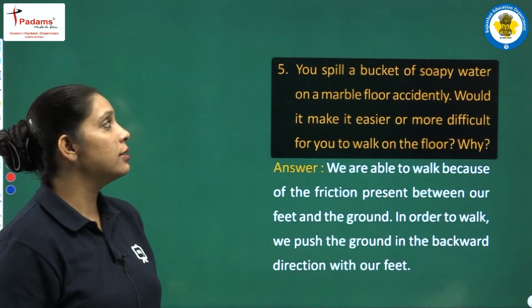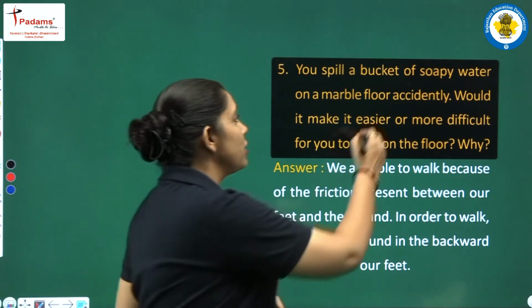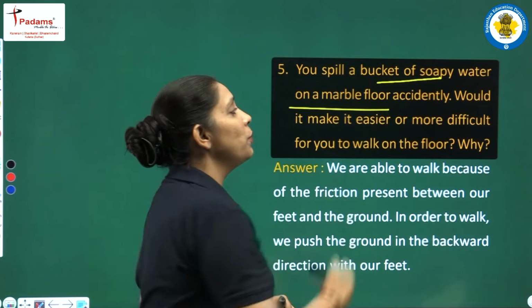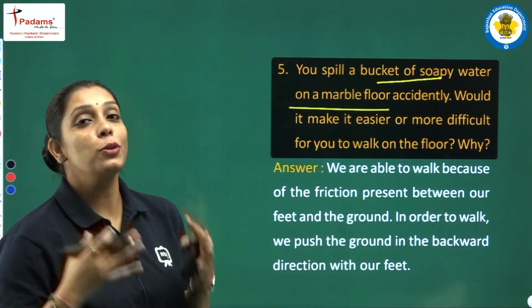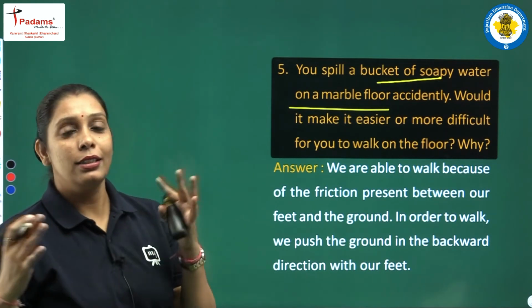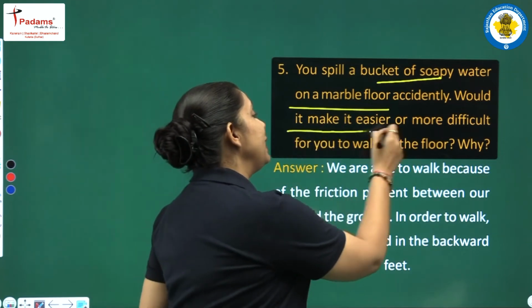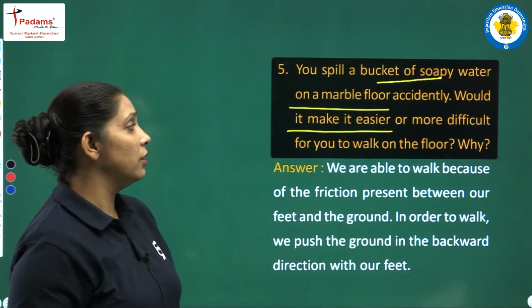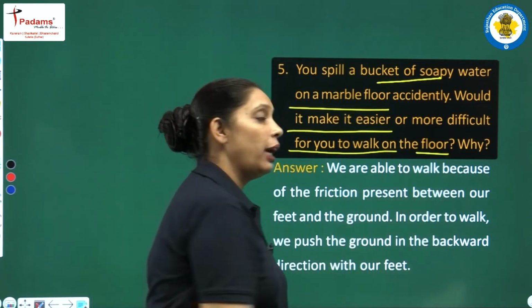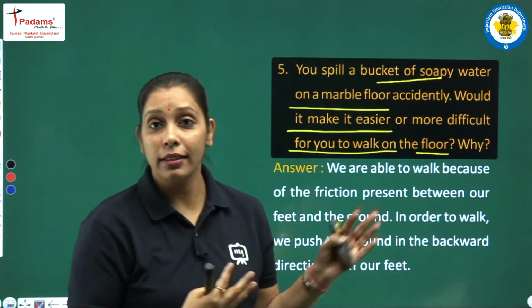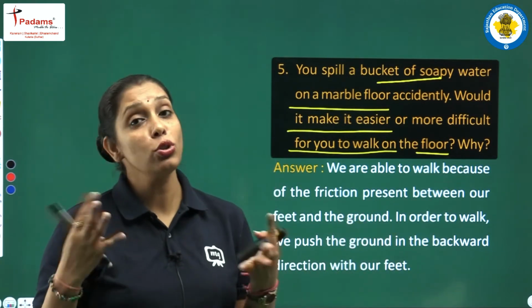And next question is, you spill a bucket of soapy water on marble floor accidentally. A big accident will happen. You have a marble floor and soapy water has accidentally spilled on it. Would it make it easier or more difficult for you to walk on the floor? And why? Yes, it is difficult for us to walk on the marble floor which has the soapy water.